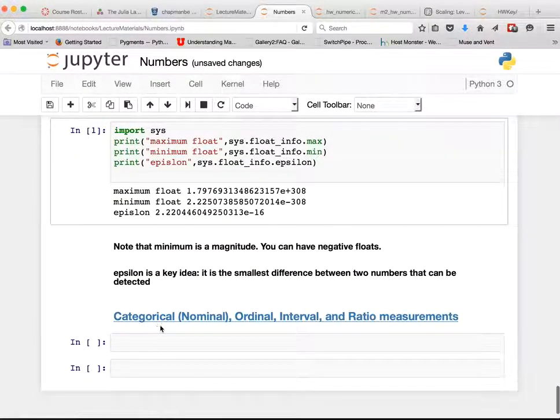Finally, I just have a link to a website that talks about the difference between categorical numbers, ordinal numbers, interval numbers, and ratio measurements. That is, are we talking about numbers that just represent an order, where there's not an actual difference in magnitude between the numbers in the sequence? Intervals are where the spacing between numbers has meaning, and ratio is where the spacing between numbers has meaning and there's a true 0 point in the system.